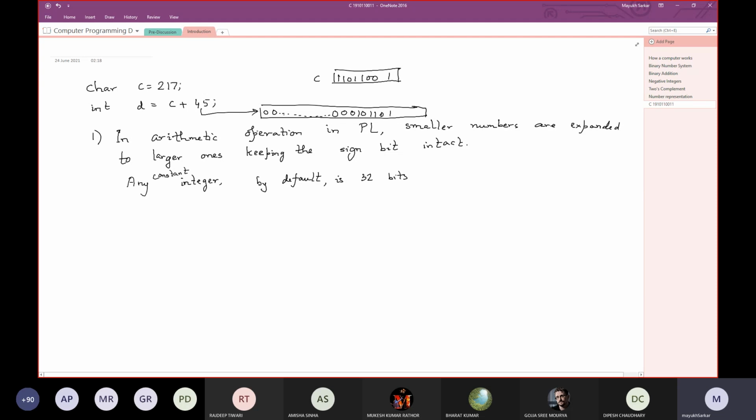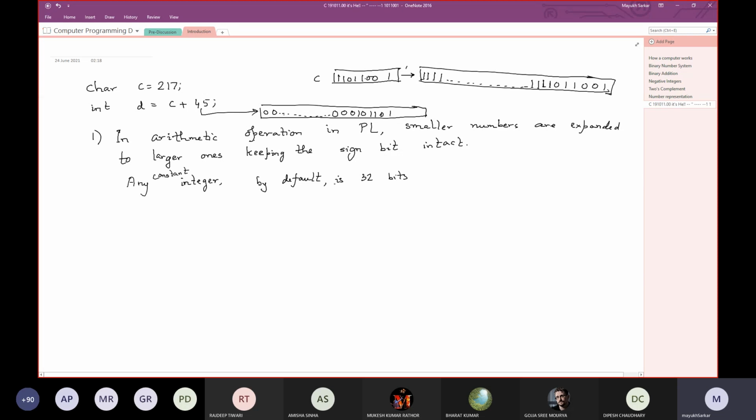Whereas now look into this rule. The sign bit will be kept intact when it is expanded. As this is a smaller number, it will also be expanded to 32 bits before being fed to the ALU, keeping the sign bit intact. So 1101 1001 is a signed value. This first bit really represents the sign bit, so it will be kept intact. This also becomes 32 bits.